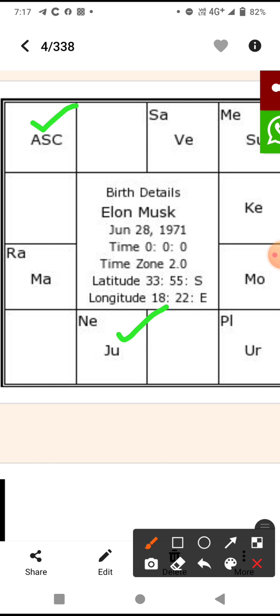So next, we have to check the 5th house. You see here, Ketu is there in the 5th house. Ketu is also why he is interested in electronics.